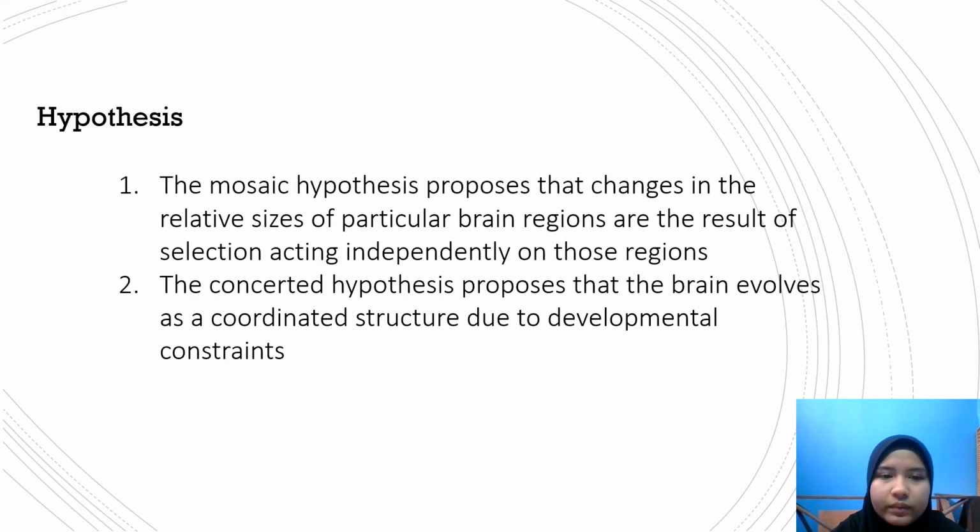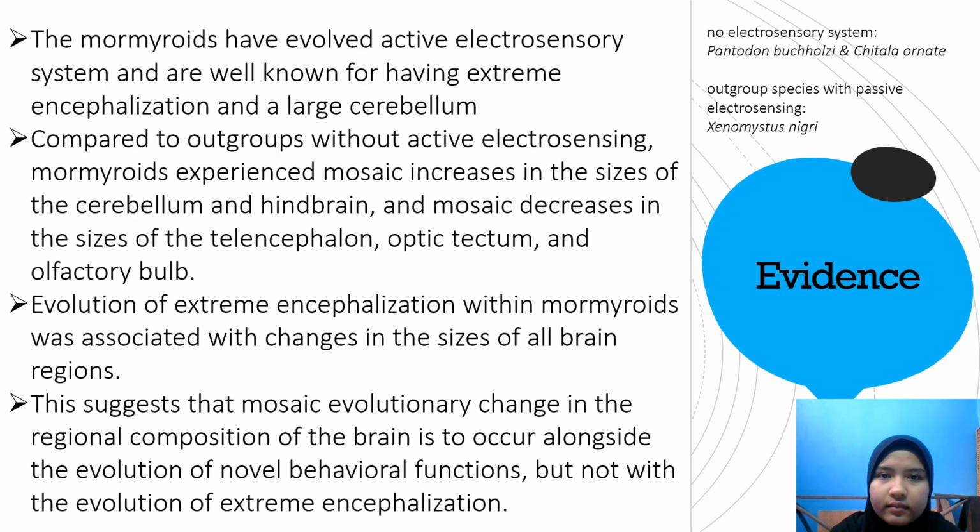Hypotheses include: 1. The mosaic hypothesis proposes that changes in the relative size of particular brain regions are the result of selection acting independently on those regions. Second, the concerted hypothesis proposes that the brain evolved as a coordinated structure due to developmental constraints. Based on the hypotheses that I have just mentioned, this is the evidence.